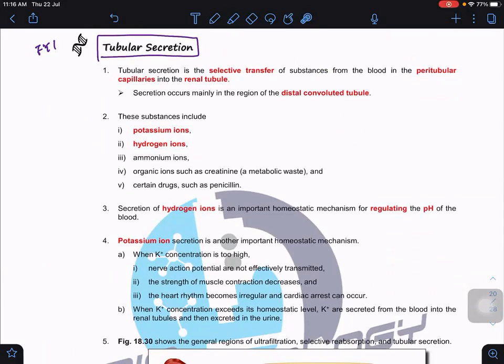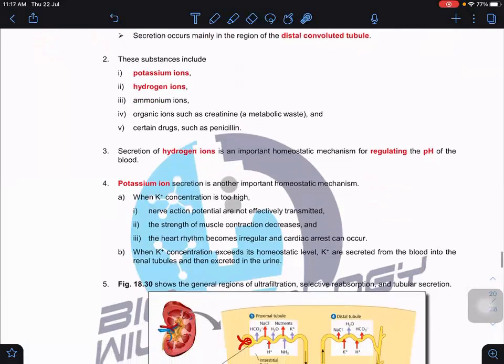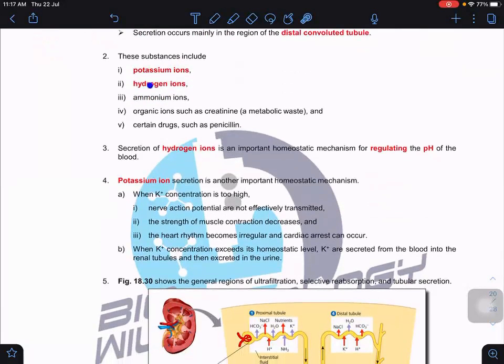It means that some of the items that we do not want present in the capillary, what we do is pump them into the renal tubule. This generally happens at the region of the distal convoluted tubules. These substances include potassium ions, hydrogen ions, and certain drugs, for example penicillins, and also creatinine, the waste material.